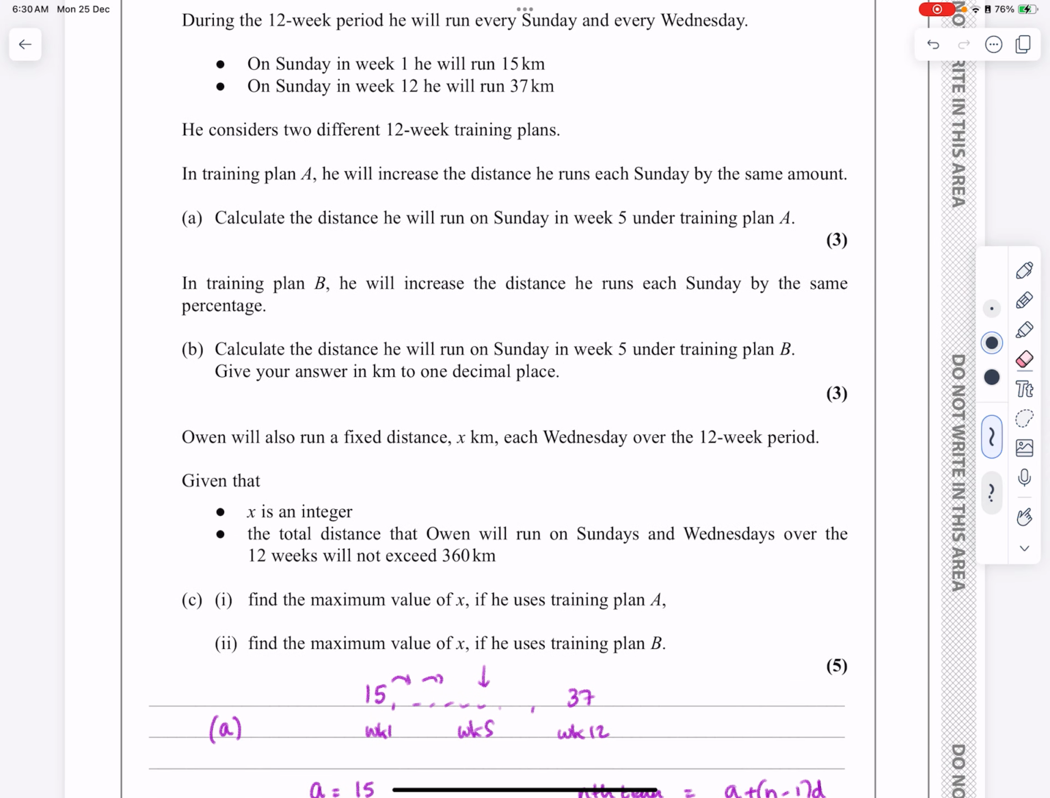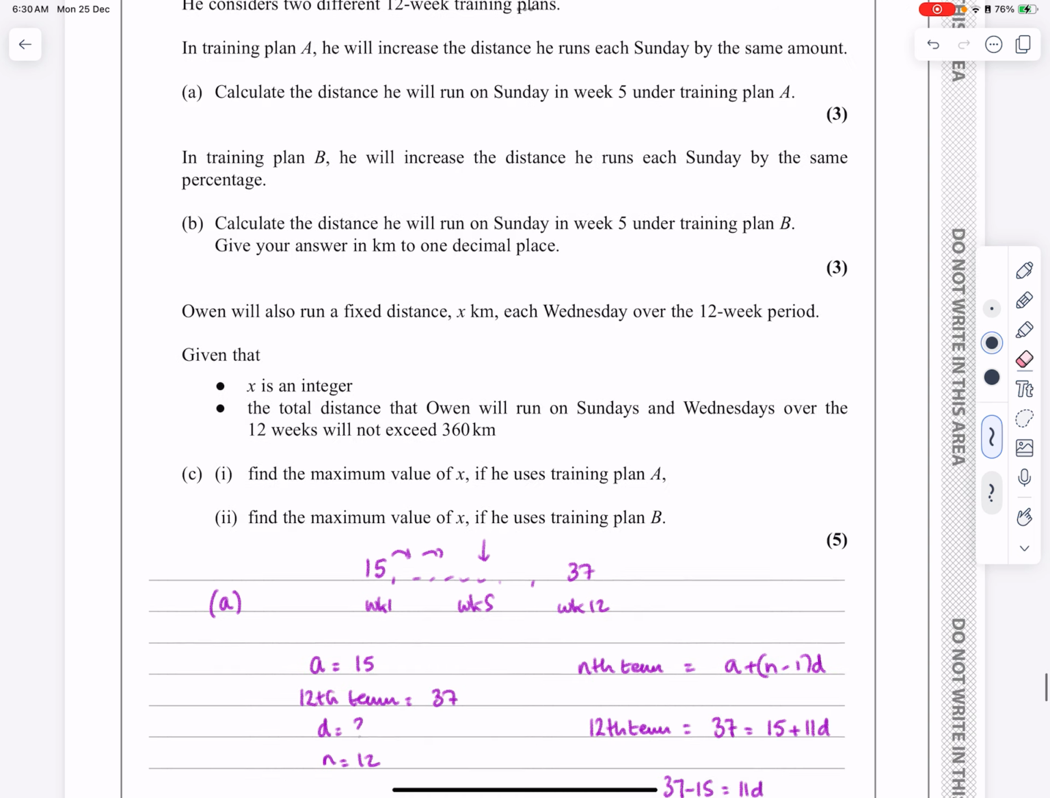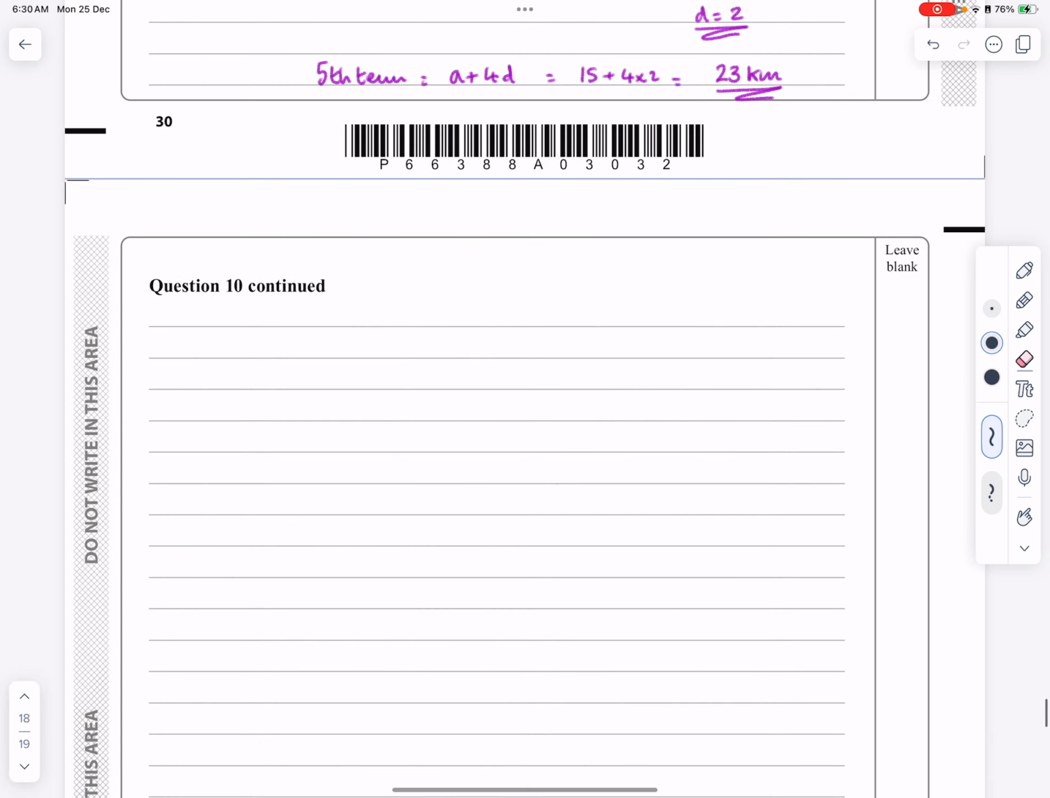So part B says, in the training plan, instead of it being that he's adding on D each time, now he's multiplying by a percentage. So let's just make sure we're happy with what's happening here. So part B. What we're now doing is, again, we're saying 15 for week 1. We're saying 37 for week 12.